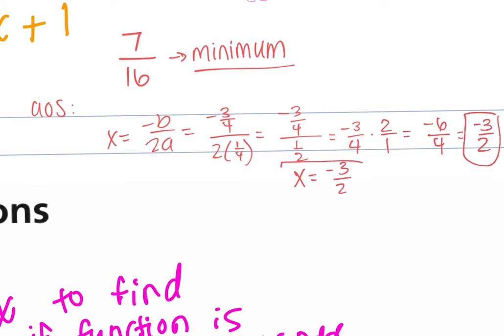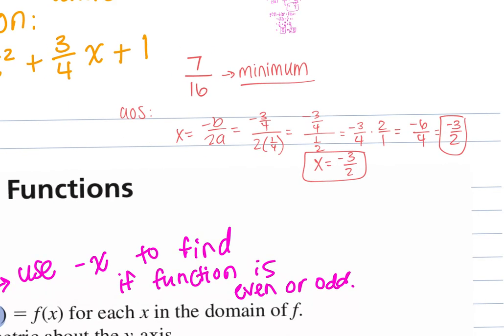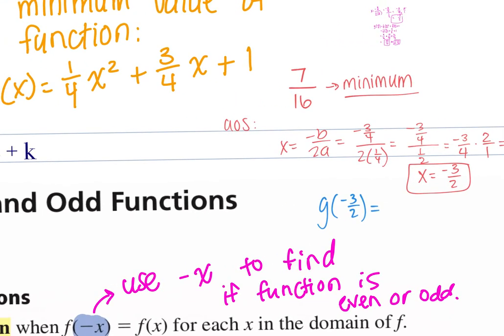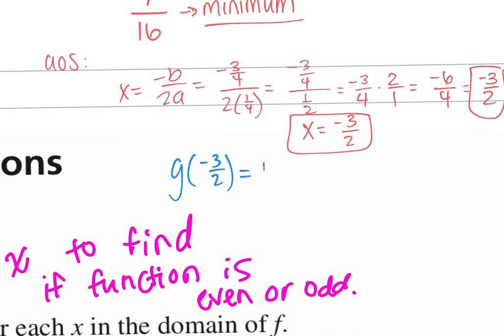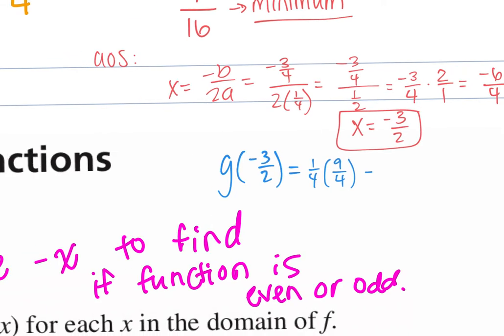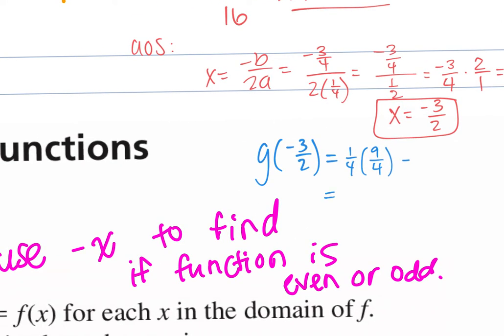And then you plug it in, and first you square it. Negative 3 over 2 squared. Okay. So we've got 1 over 4. What is negative 3 over 2 squared? 9 over 4. And then you multiply by 1/4. And then you get negative 9 over 16.